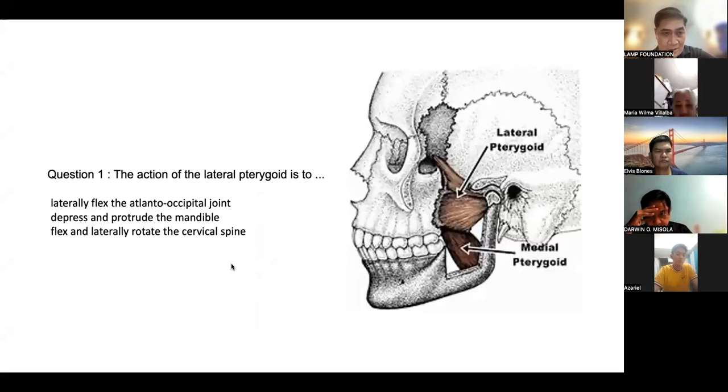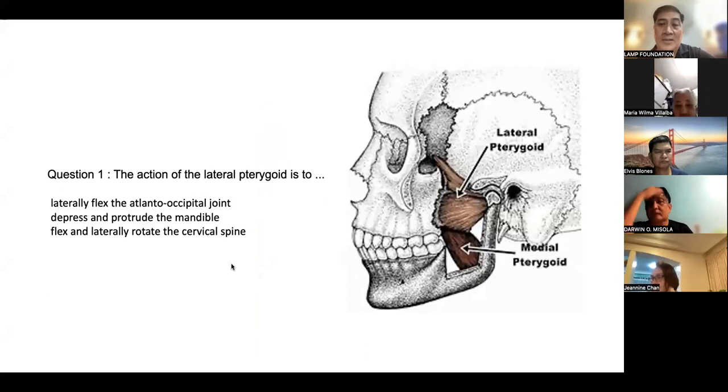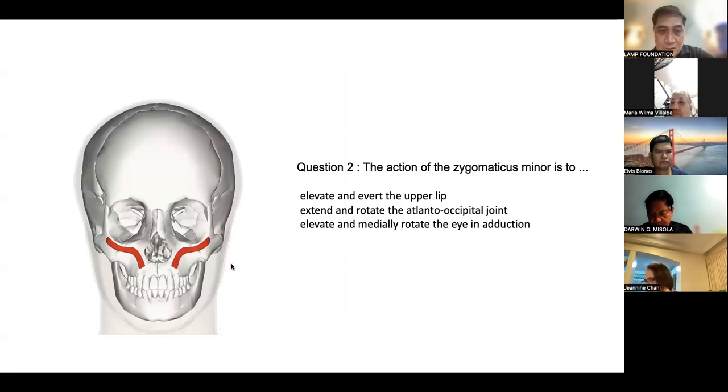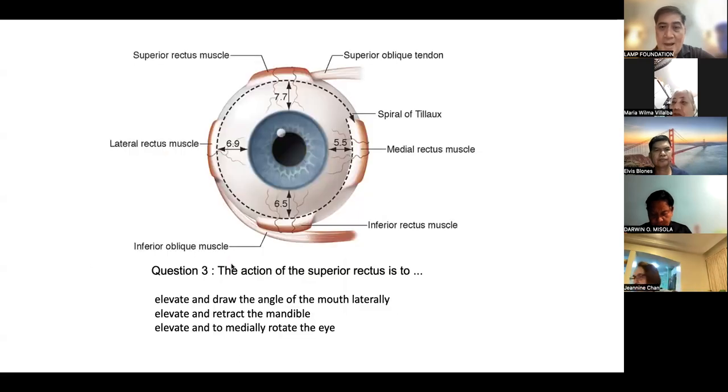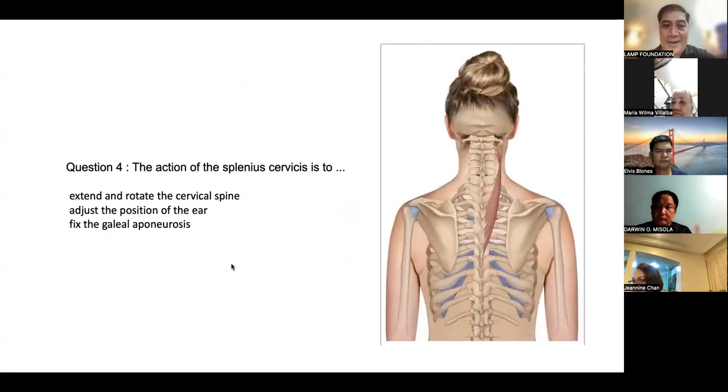Yes. Okay, very good. So the action of the lateral pterygoid is depress and protrude the mandible. Very good. Action of the zygomaticus minor. Elevate and invert the upper lip. Wow. Action of the superior rectus. This is for the eye. Elevate and medially rotate the eye. Wow, she really studied. Oh my God, I'm so happy.